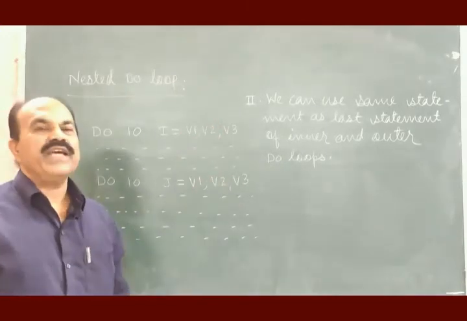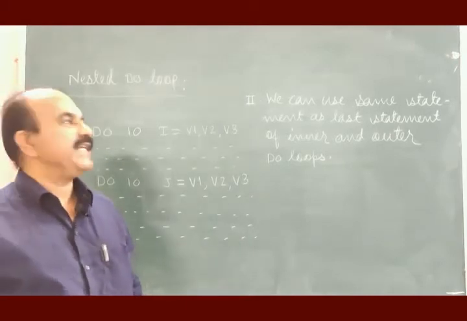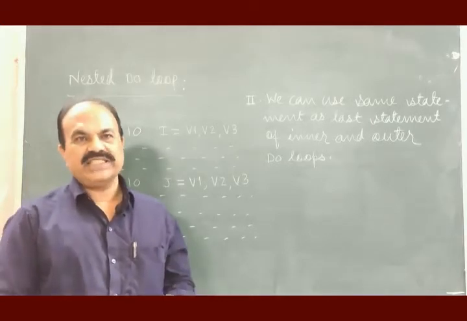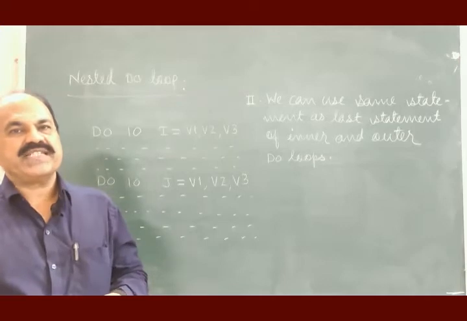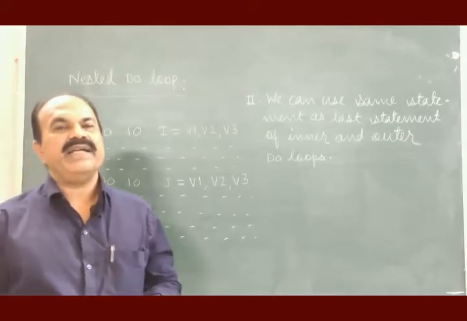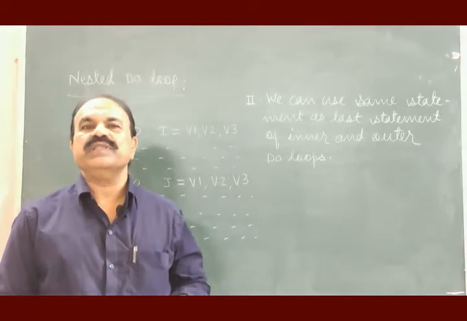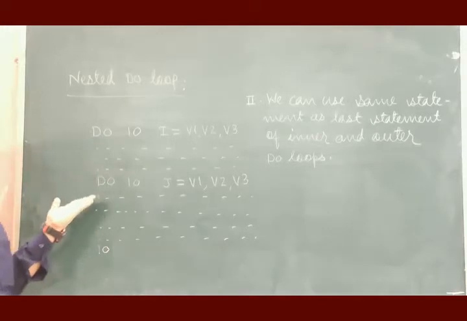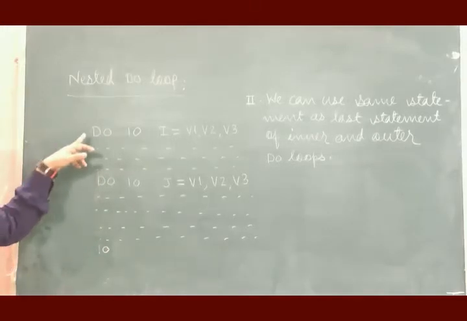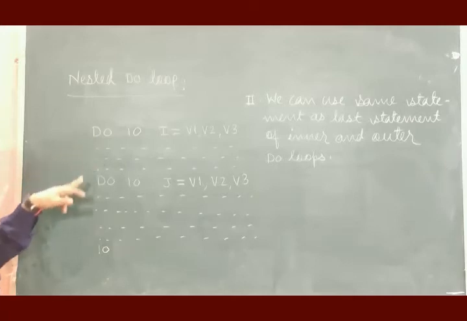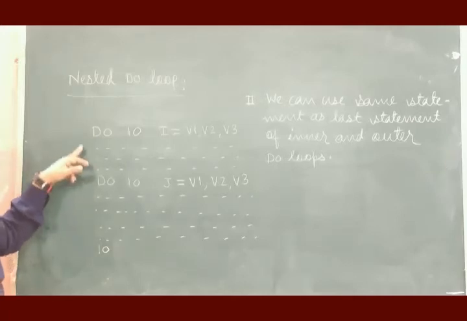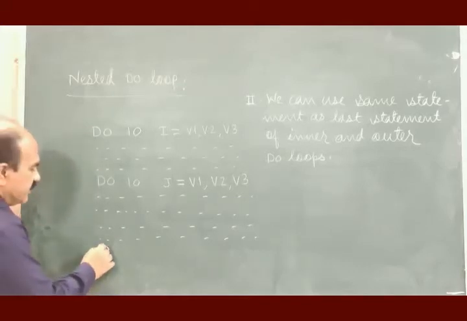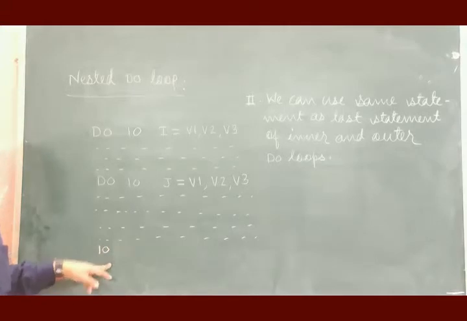Second rule, we can use same statement as last statement of inner and outer do loops. Fortran allows us to use same statement as last statement of inner do loop as well as outer do loop. For example, let us come to this example. This is outer do loop. This is inner do loop. Outer do loop starts here. It ends here. Why it ends here?